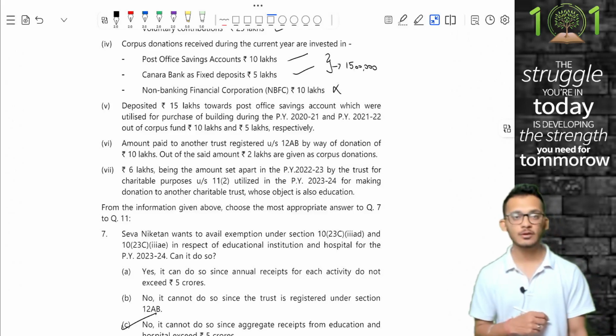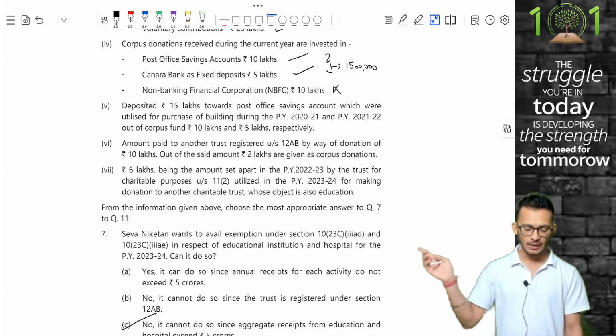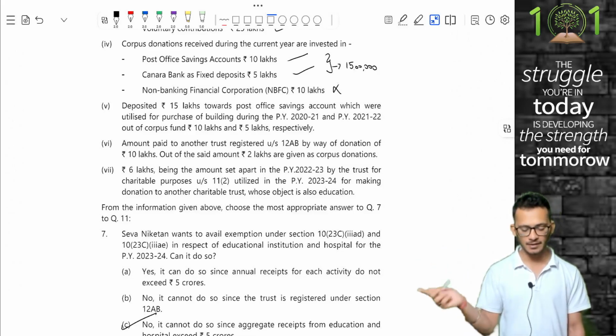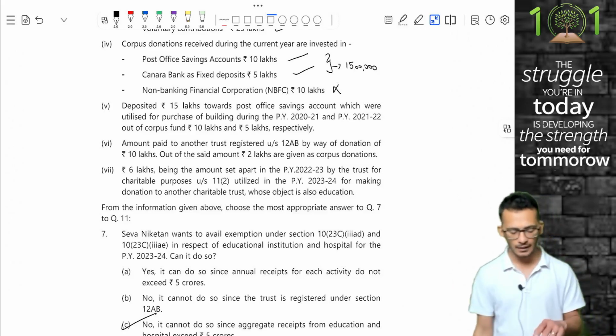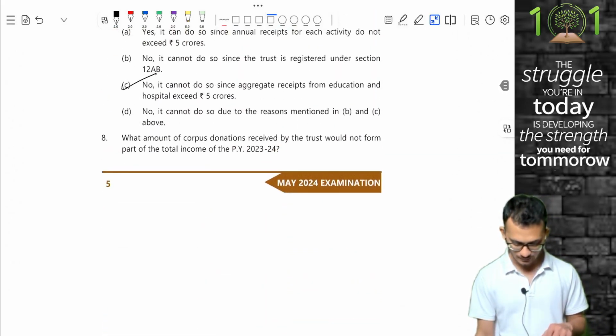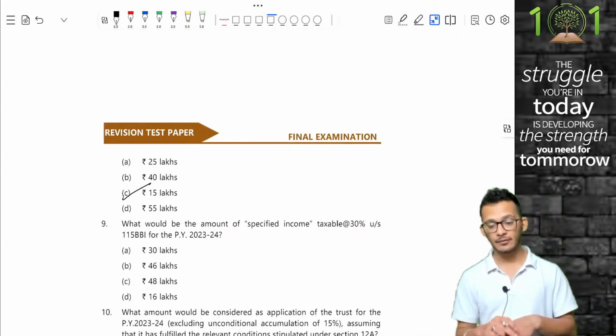In simple words, out of the total 55 lakh rupees, 30 lakhs used for computers, not exempted. 10 lakhs used for post office, exempted. 5 lakhs used for fixed deposit, exempted. But the 10 lakhs used for NBFC is not exempted. So the total corpus donation which is going to be exempt for you is 15 lakh rupees.